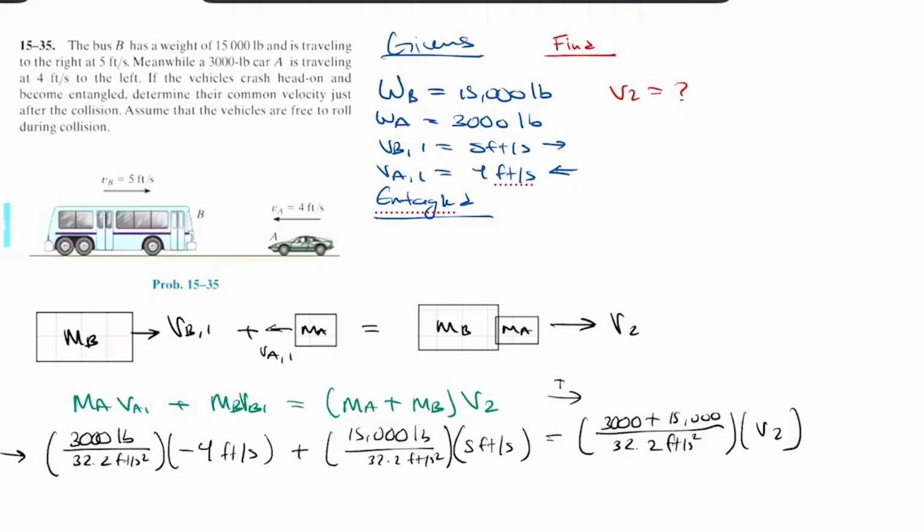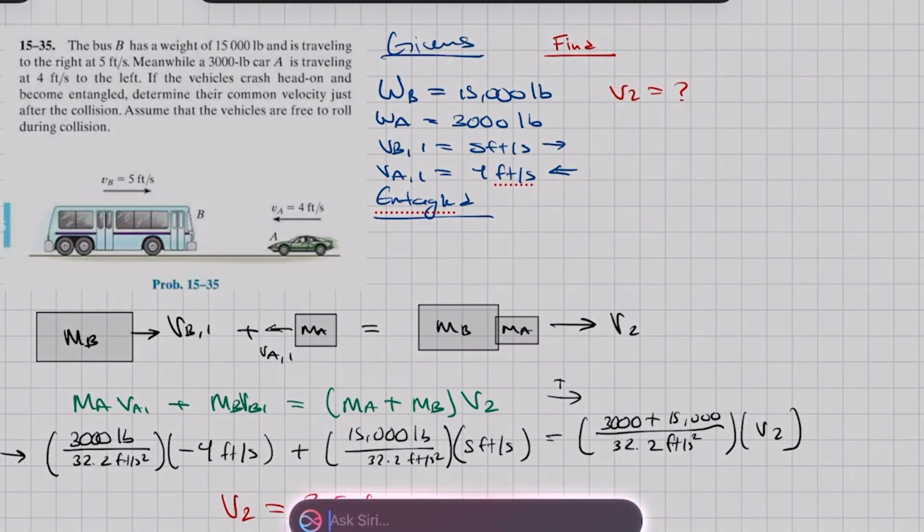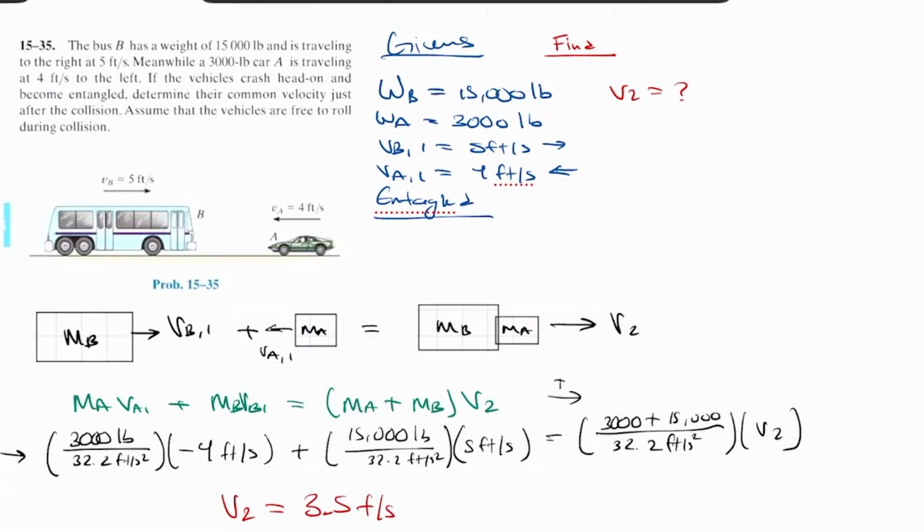So solving out of here, we're going to get then that V2, the common velocity together, is 3.5 feet per second, moving to the right. So it is pretty straightforward, right? 3.5 feet per second moving to the right.